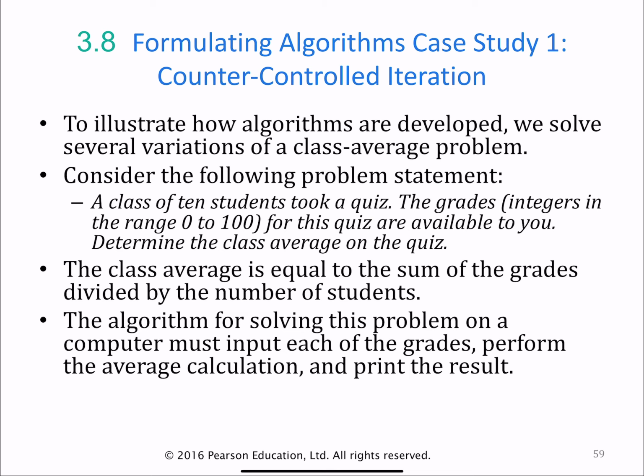Let's look at a slightly more substantial example. So let's say we want to compute the class average of a quiz in a class of exactly 10 students. And let's say the grades for that quiz are allowed to be in the range of 0 to 100. Can't be negative, of course, and cannot be larger than 100. And yes, they'll be integers, so no fractional numbers.